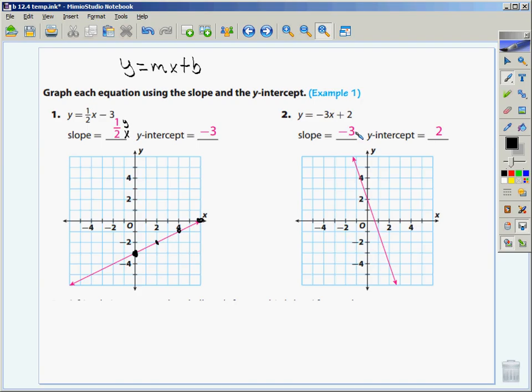Same thing happened over here. Remember that if you see a slope that's an integer, you can always put that integer over 1 so that you can see how much it's going to change. So if I started at 2, I can see that my y value is going down 3, and it's going over 1, and again, that pattern would continue throughout that line.